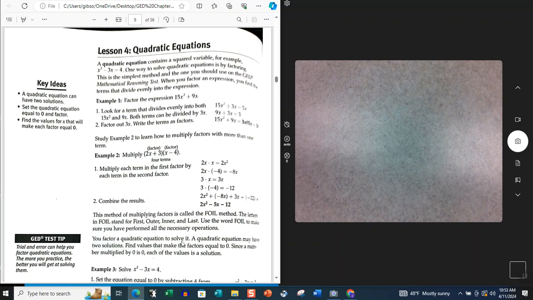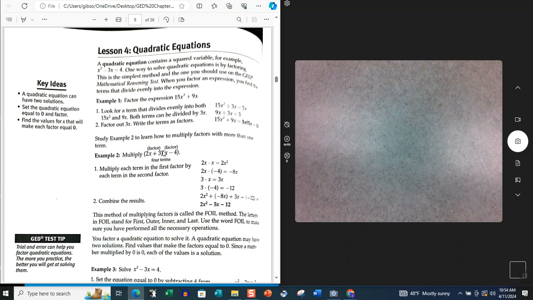As you see here, we divide 15x squared by 3x, which gives us 5x. Then we divide 9x by 3x, which gives us 3. So when we factor this out, 3x, what we divided each term by, goes outside the parentheses, and inside the parentheses we have 5x plus 3. We'll go into more detail with that a little later.